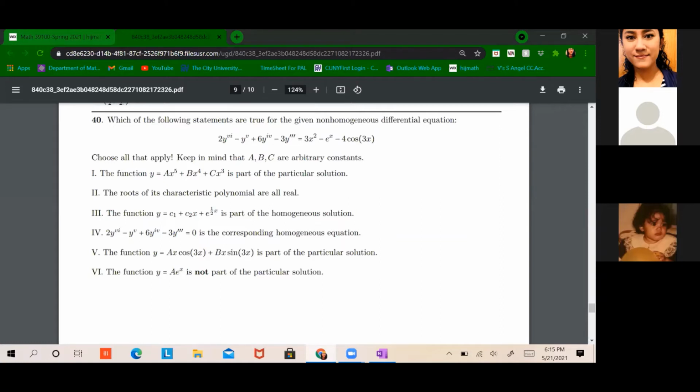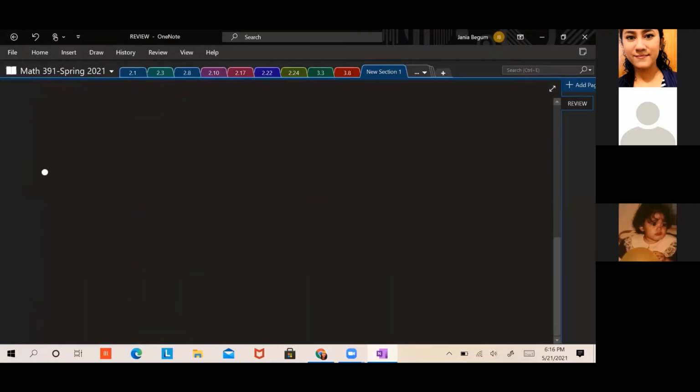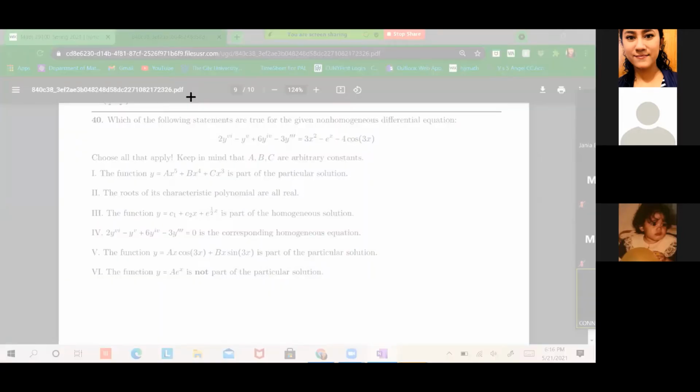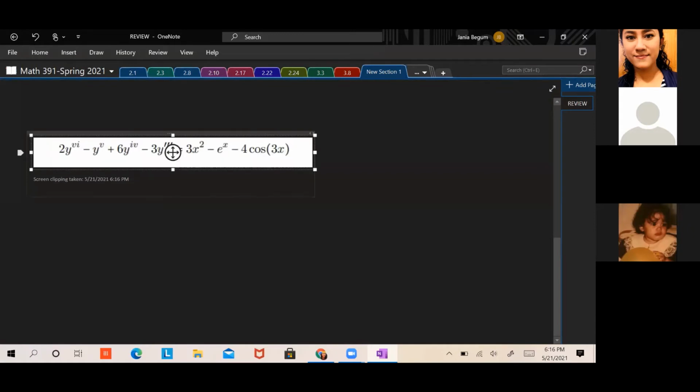No, this is the homogeneous, because if you just take the equation, so let me crop it right here. Initially, if you didn't have the choices and you're just solving this equation, well, you have to set this equal to 0 to find the homogeneous equation, right?